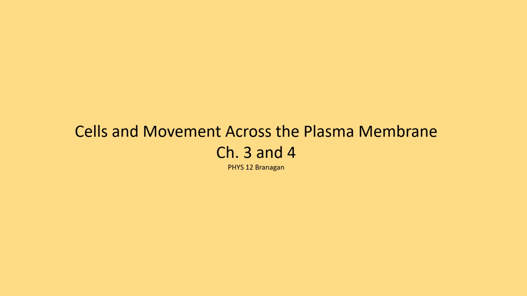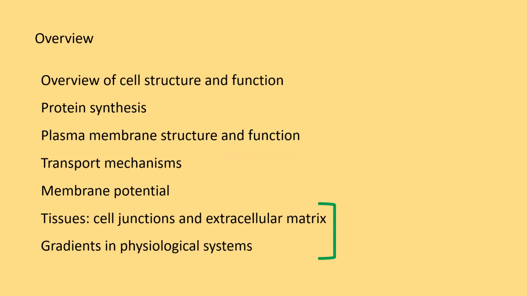Hi, and welcome to segment 4 of 4 of the lecture topic called Cells and Movement Across the Plasma Membrane. Today we will wrap up this large lecture topic. I'll describe cell junctions and the extracellular matrix, and those are important for understanding tissues. And then I'll talk about gradients in the universe and how they apply to physiological systems. And so if you're using the PDF slide presentation, today I'll be covering slides 133 through 144.